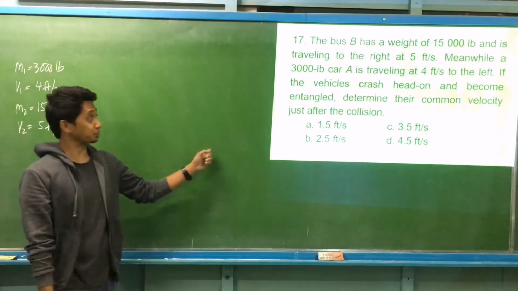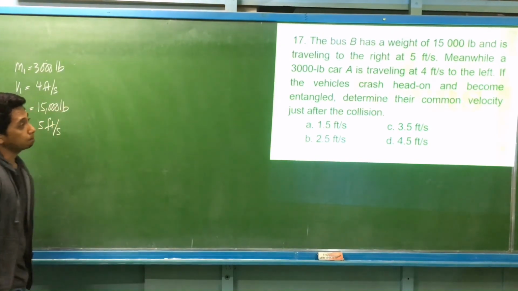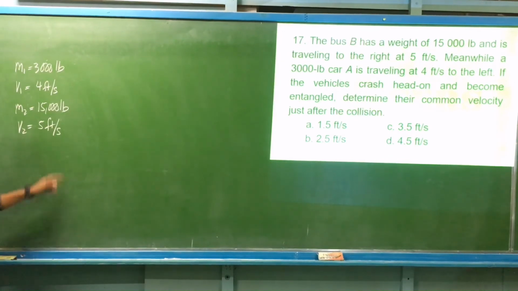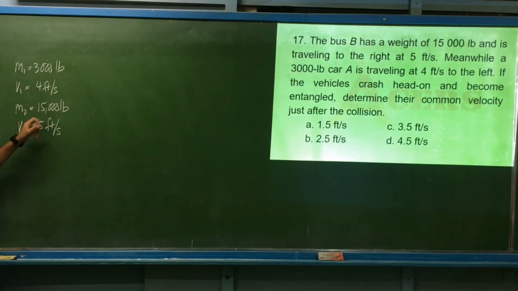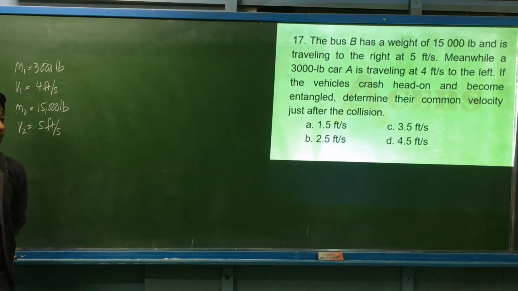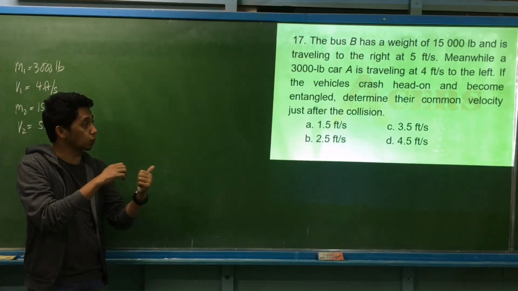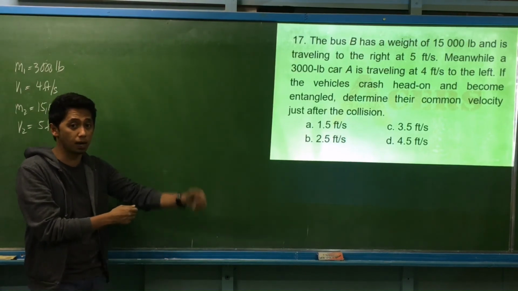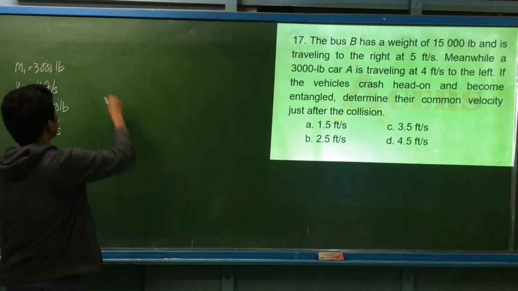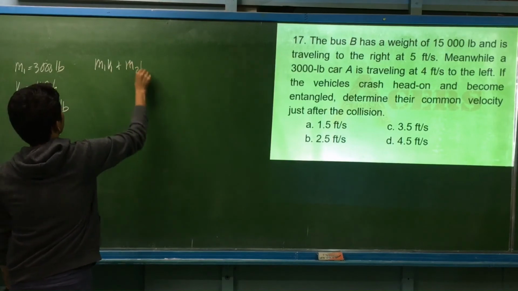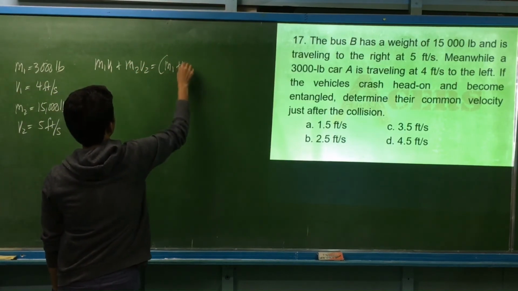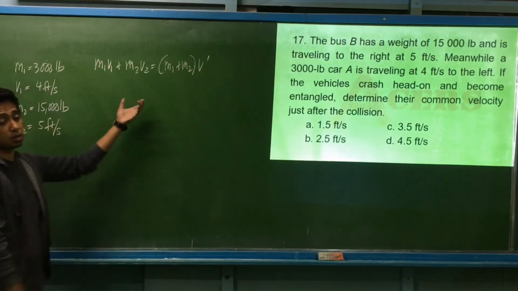Okay, so our next example. The bus B has a weight of 15,000 pounds and is traveling to the right at 5 feet per second. I set it as mass 2, v2: 15,000 pounds and 5 feet per second. Meanwhile, a 3,000-pound car A is traveling at 4 feet per second to the left. If the vehicles crash head-on and become entangled, determine their common velocity just after collision. Entangled means we have to combine the masses, which means after collision they stick together and move as one. That is our case number 2. That is mass 1 v1 plus mass 2 v2, equal to the combined masses, mass 1 plus mass 2, times a common velocity since they are entangled.